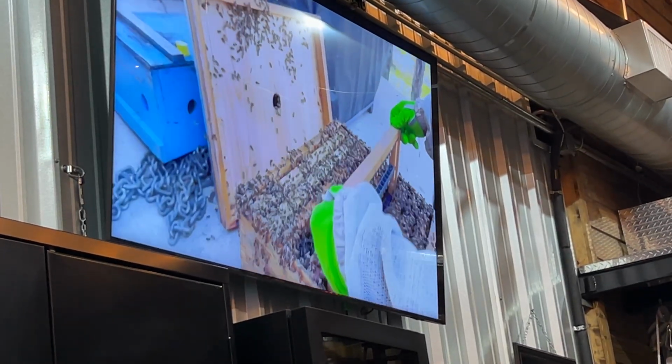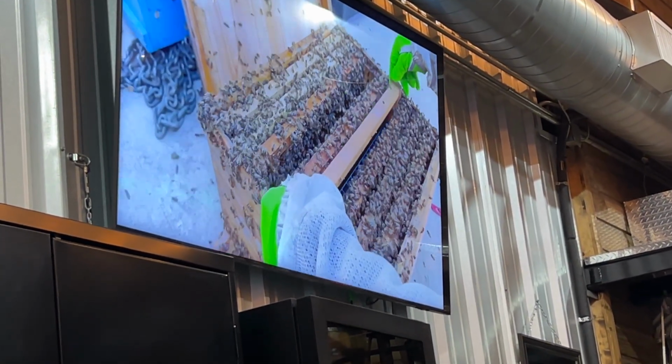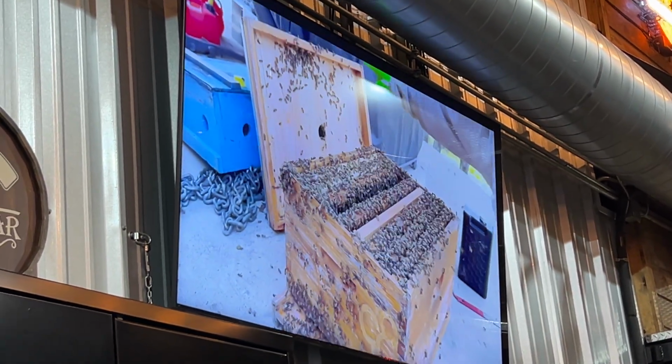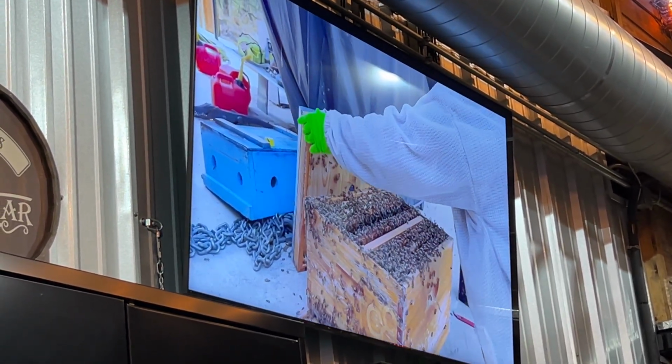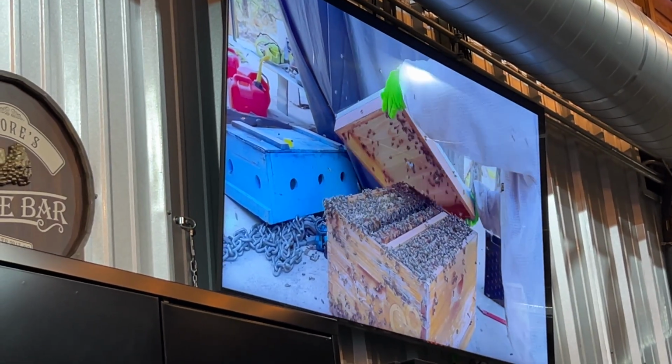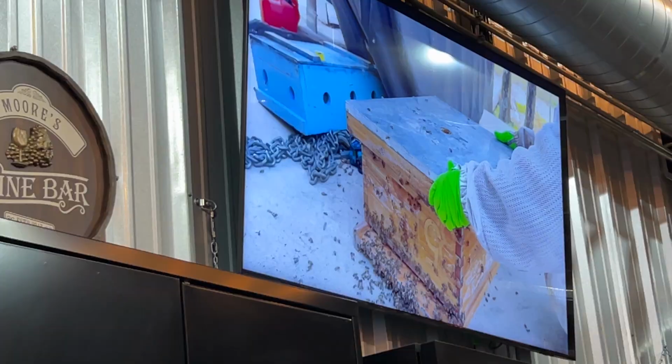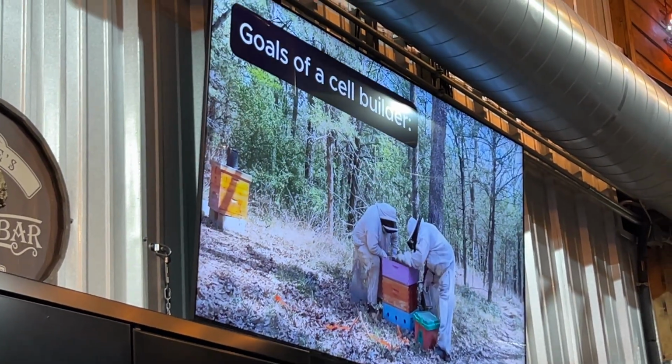Quite a unique process, but you need lots and lots of pollen, lots of honey, and lots of nurse bees in order to make a good cell builder. We put probably about 15 colonies, I suspect, into that cell builder. So there's lots of bees in there.